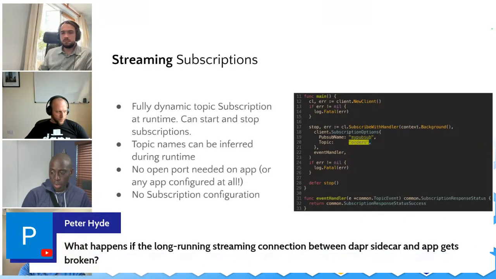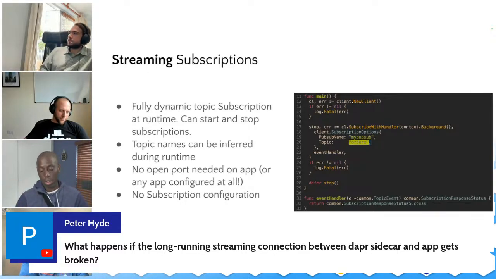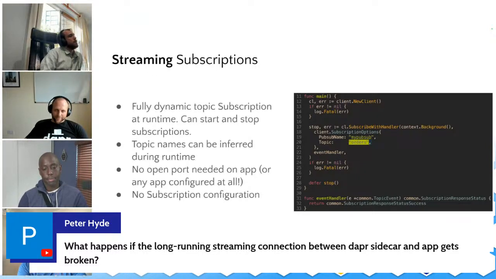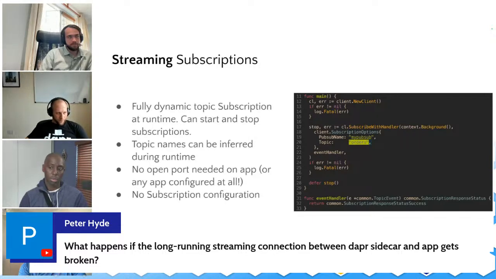Another question from Peter, and this is actually something I was curious about as well. What happens if the connection is broken? Particularly with this new push-based model. What does resiliency look like? How do we think about that? Yeah, it's a good question. So this is an SDK implementation detail. A broken connection is a gRPC library concern.